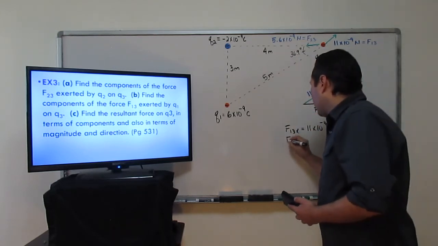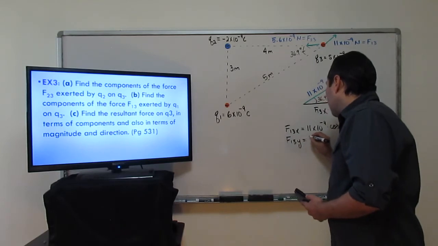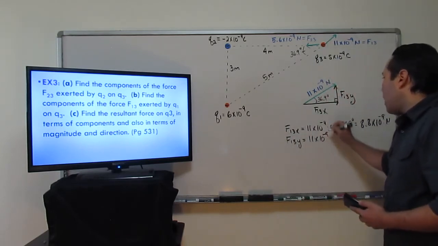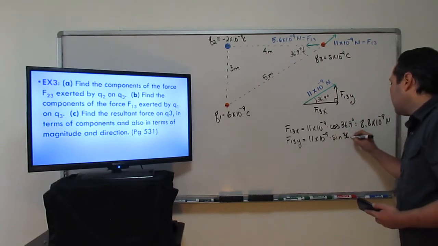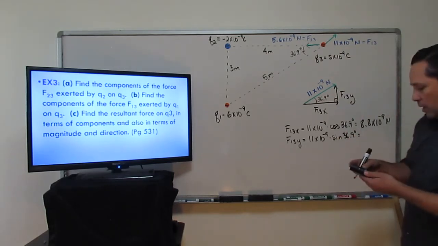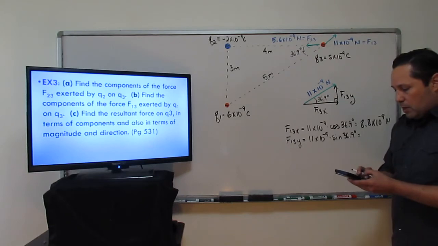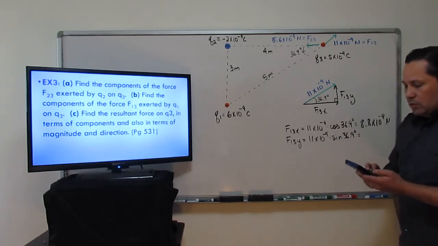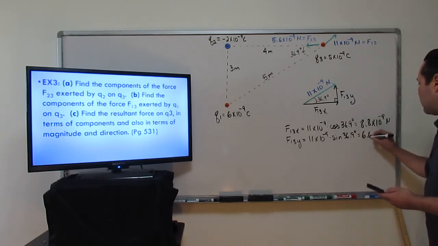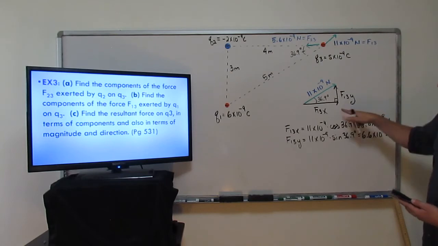The force between 1 and 3 on the y-axis is going to be very similar, but y is opposite the angle, so that's going to be sine of 36.9. Sine of 36.9 multiplied times 11 times 10 to the negative 9 gives us an answer of 6.6 times 10 to the negative 9 newtons. Alright, so now we have that.